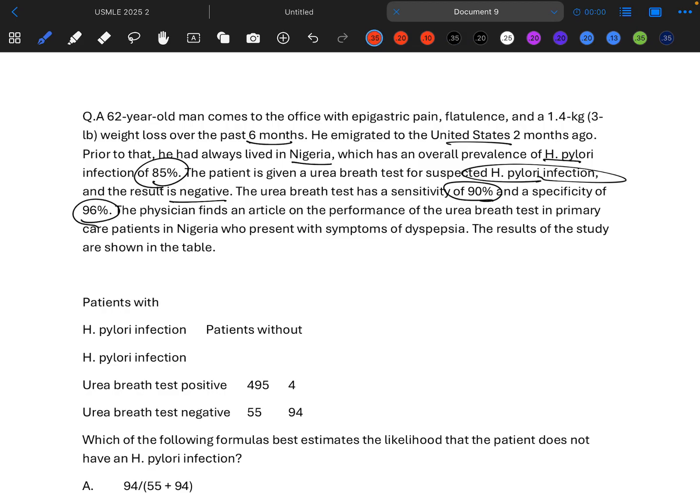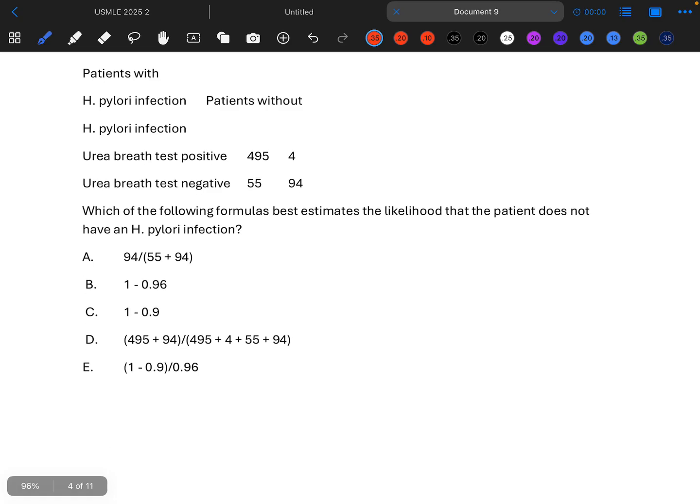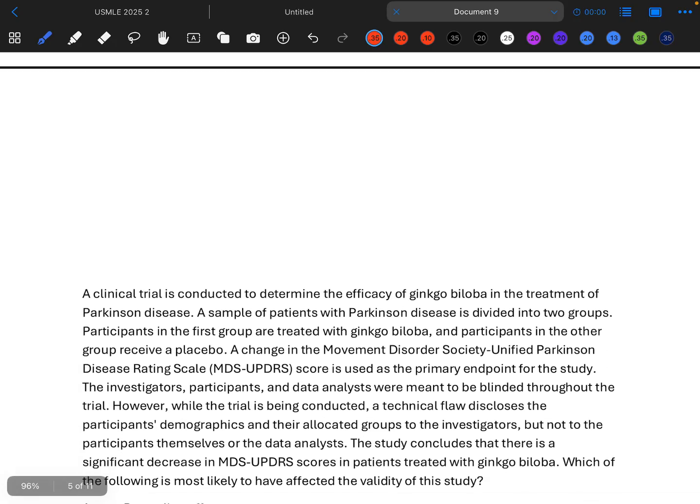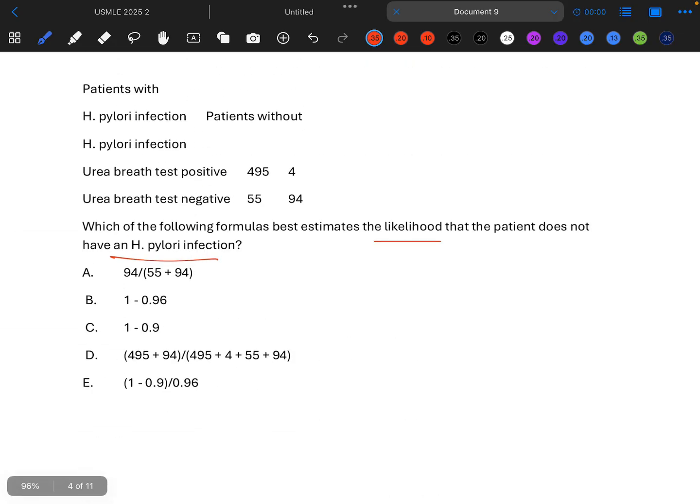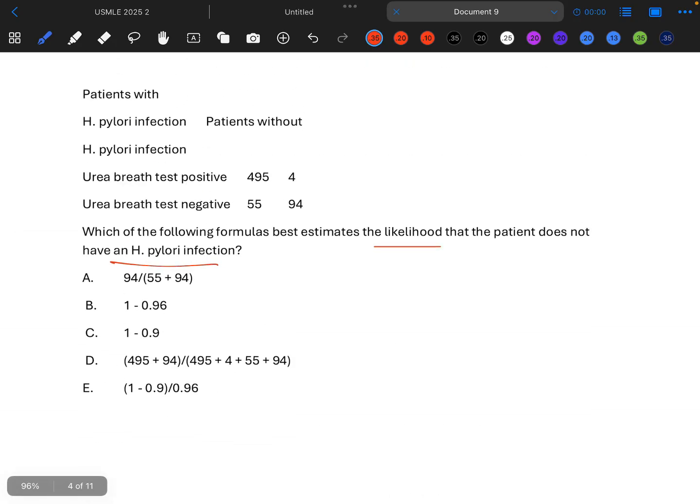The urea breath test has a sensitivity of 90% and a specificity of 96%. The physician finds an article on the performance of the urea breath test in primary care patients in Nigeria who present with symptoms of dyspepsia. The results of the study are shown here. So which of the following formulas best estimates the likelihood that the patient did not have H. pylori infection? For this they make the groups: have, and did not have.